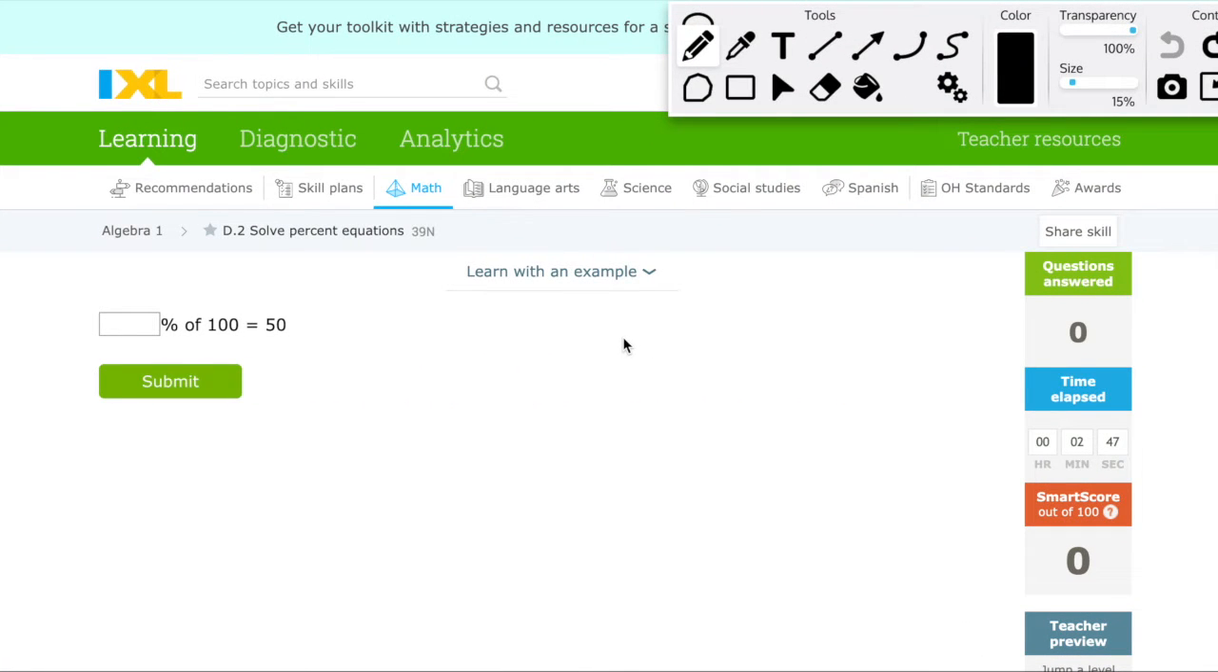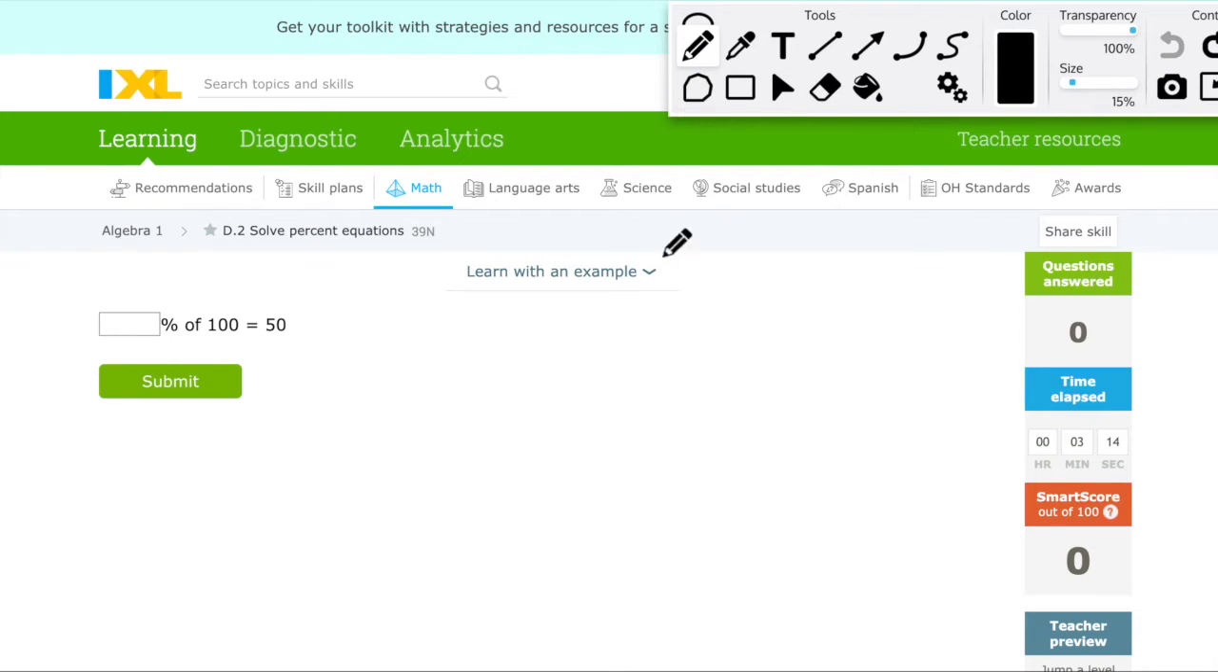Okay, for this one we are talking IXL D2, solving percent equations. This corresponds with 0.06, the percent proportion for Algebra 1. So we're going to talk about a base ratio or equation that we use when we need to figure out percents. So let's go ahead and show that template first.